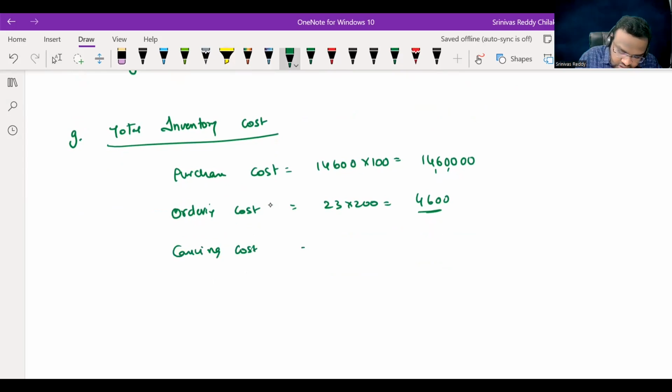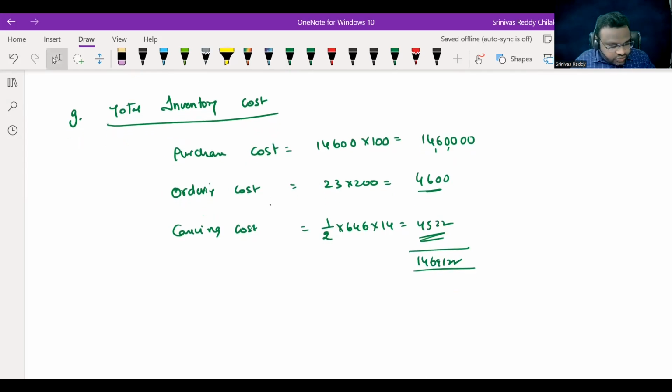Please don't get confused. They didn't ask you total inventory carrying cost. They've asked you inventory cost, that means including purchase cost plus the associated cost of ordering and carrying cost. Clear? Half of EOQ 646 into 14 rupees. Usually should get both equal, but due to decimal issues, we are getting this. So what is the total amount? 14,69,122. Clear?